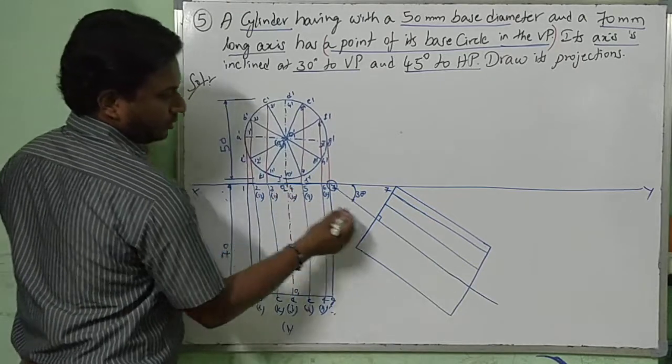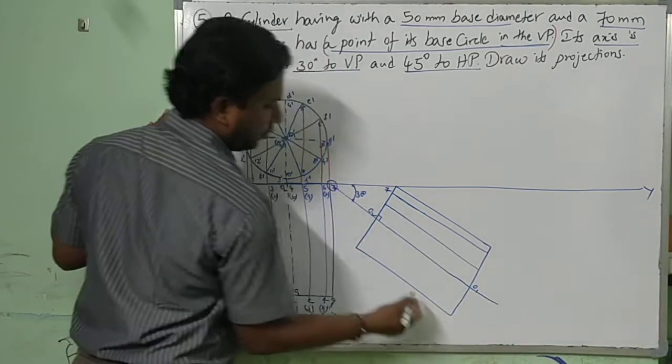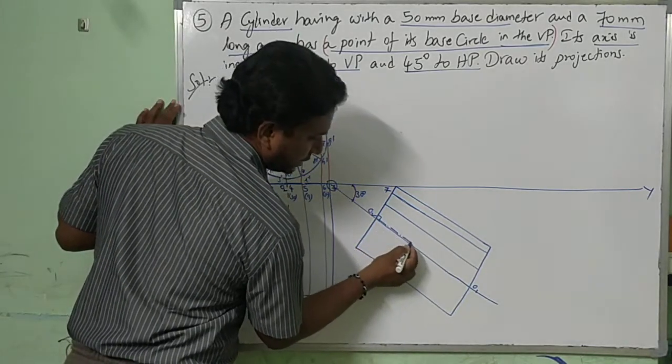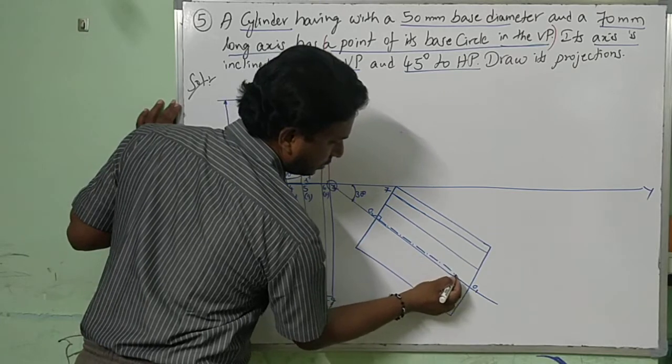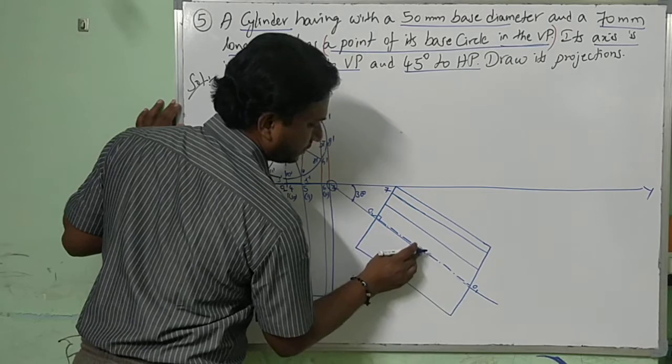Now here comes your O2. The O1 O2 axis, right? This is to be drawn now as dash dot dash dot. If it is light, try to erase it.